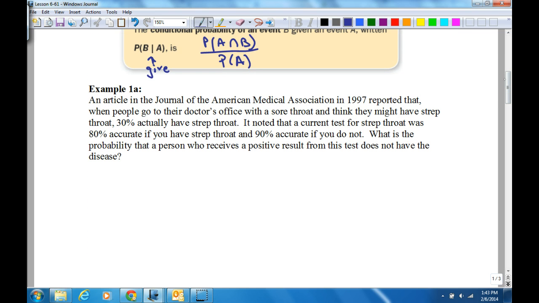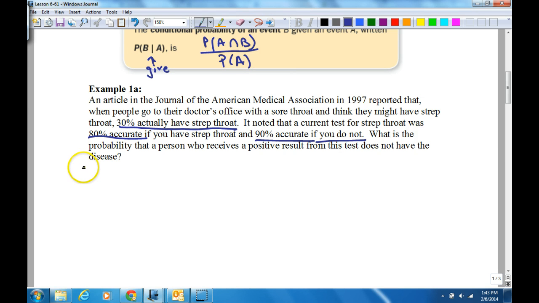For the first example, an article in the Journal of the American Medical Association in 1997 reported that when people go to the doctor's office with a sore throat and think they might have strep throat, 30% actually have it. It noted that the current test for strep throat was 80% accurate if you have strep throat, and 90% accurate if you do not. What is the probability that a person who receives a positive result from the test does not have the disease?